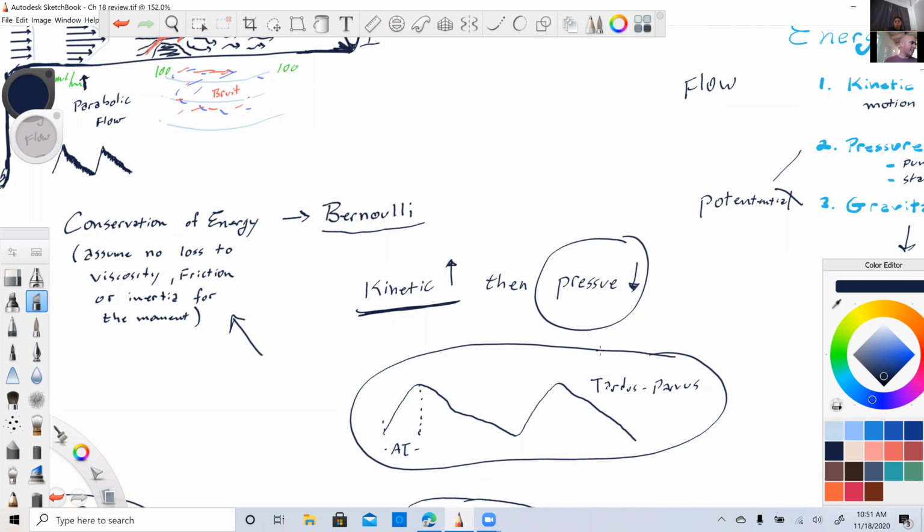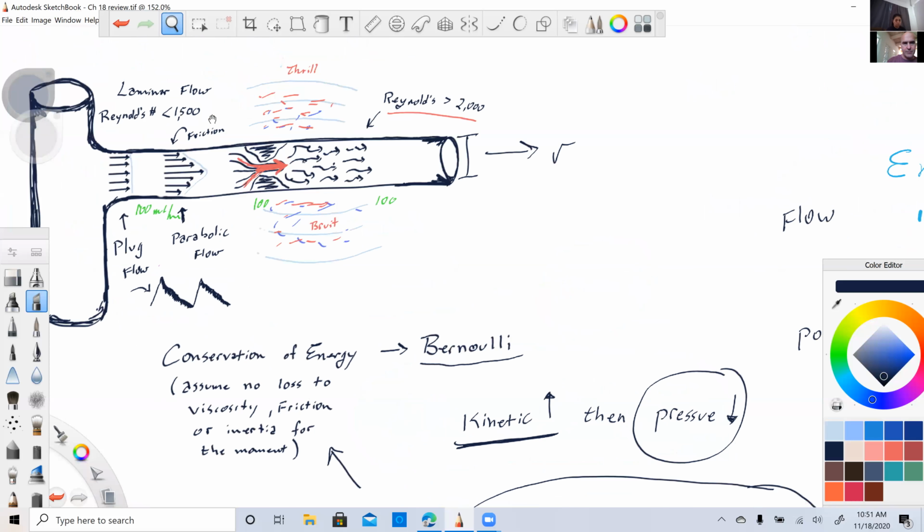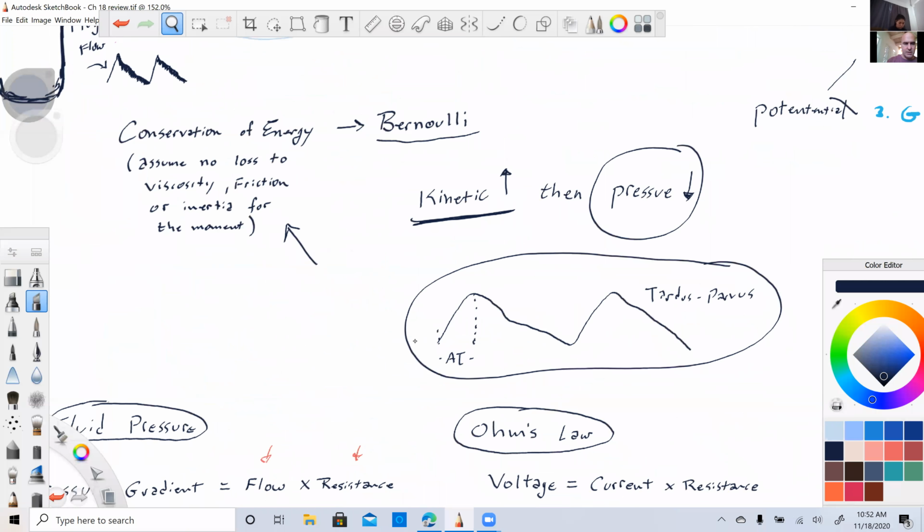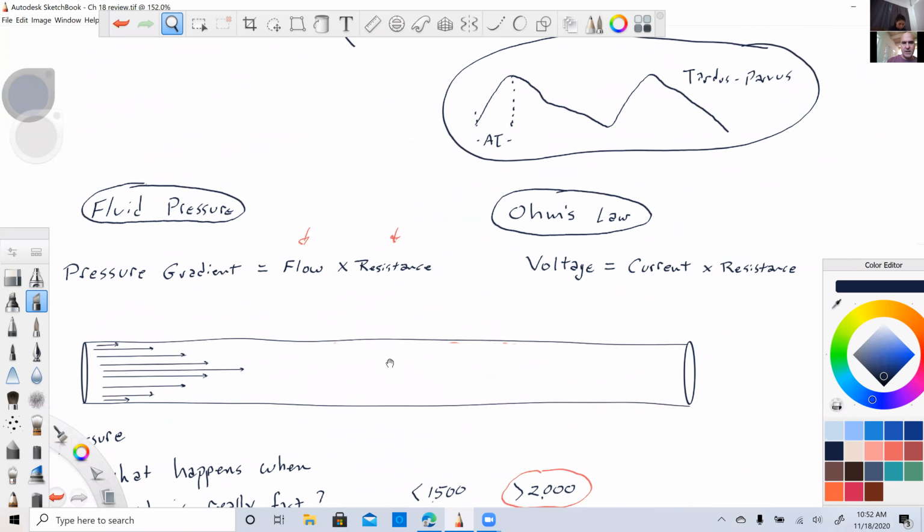So, how did I get to there? Bernoulli's principle. All right, page 294. I'm just going to quickly talk about the pressure flow relationships, and we're going to go back to something we already looked at.